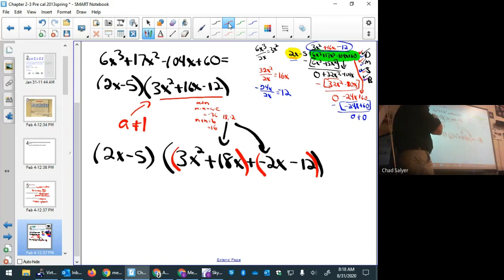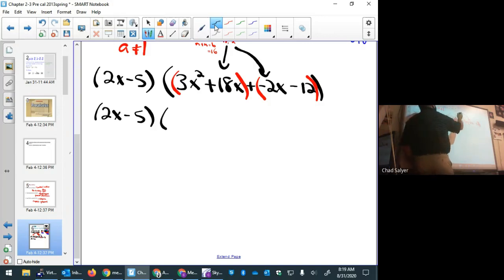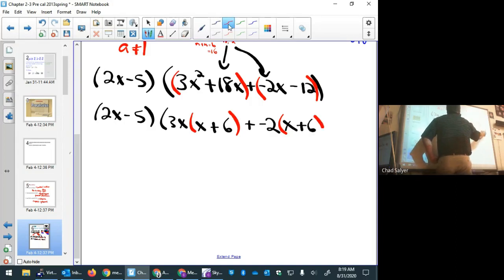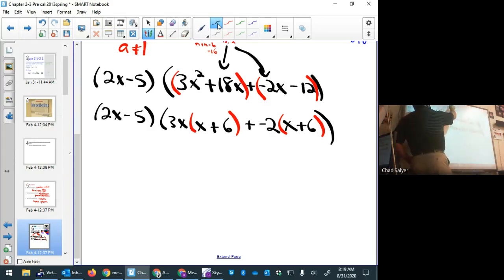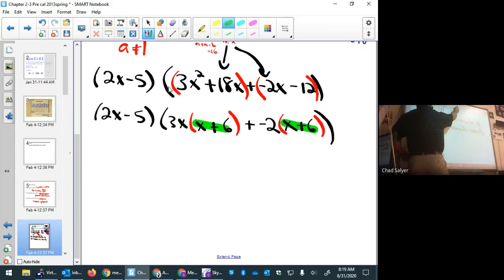So what I've done now is I have grouped the first 2 terms and the second 2 terms. Now I can factor out a GCF from each. 2x minus 5 is still hanging out here. So with this first one, 3x squared plus 18x, 3x is my greatest common factor, which leaves me with x plus 6. And then negative 2 is my greatest common factor over here, which leaves me with x plus 6. And if you do this right, ladies and gentlemen, your binomials should be the same, the ones inside the parentheses. Because now on this next step, I can factor out that binomial and get the following.